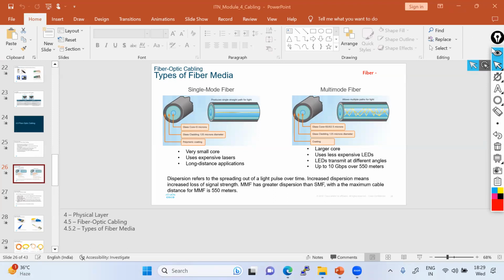So fiber is further categorized in two parts. One is single mode fiber, one is multi-mode fiber. So what does that mean? Multi-mode fiber is for low distance. You just have to understand, if you have a low distance coverage, use the multi-mode. If you're having long distance coverage, use single mode.